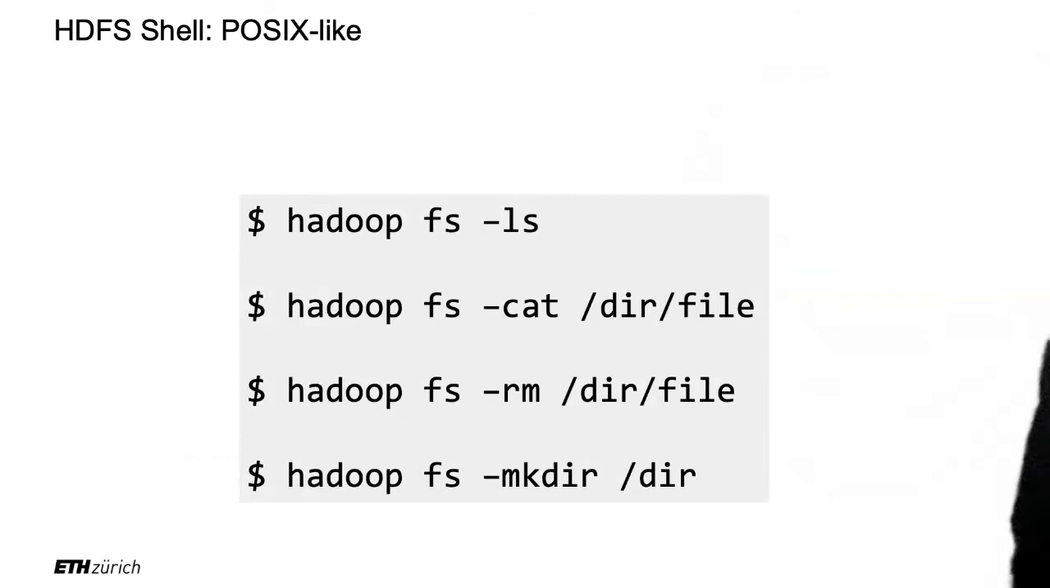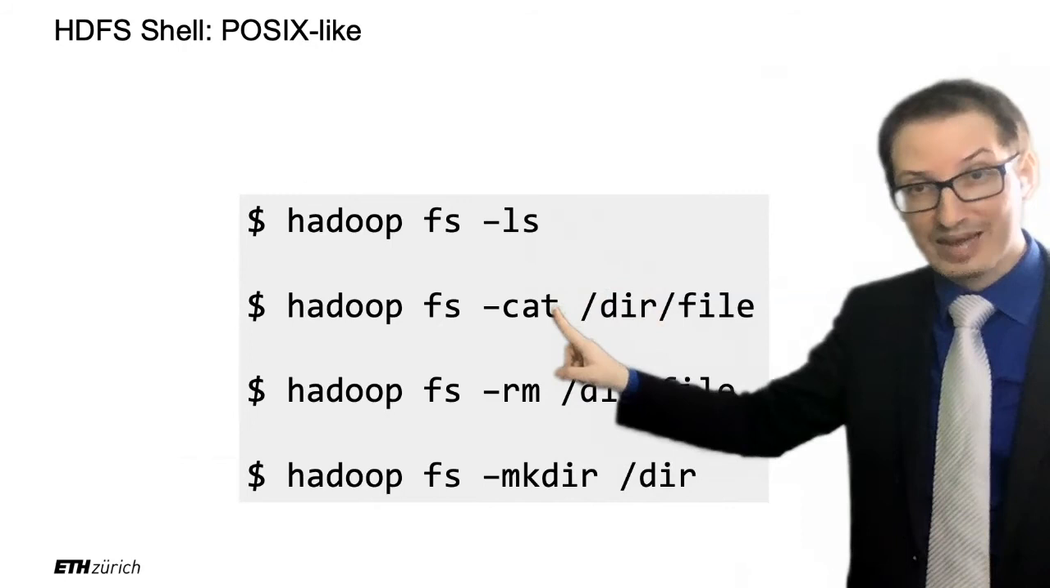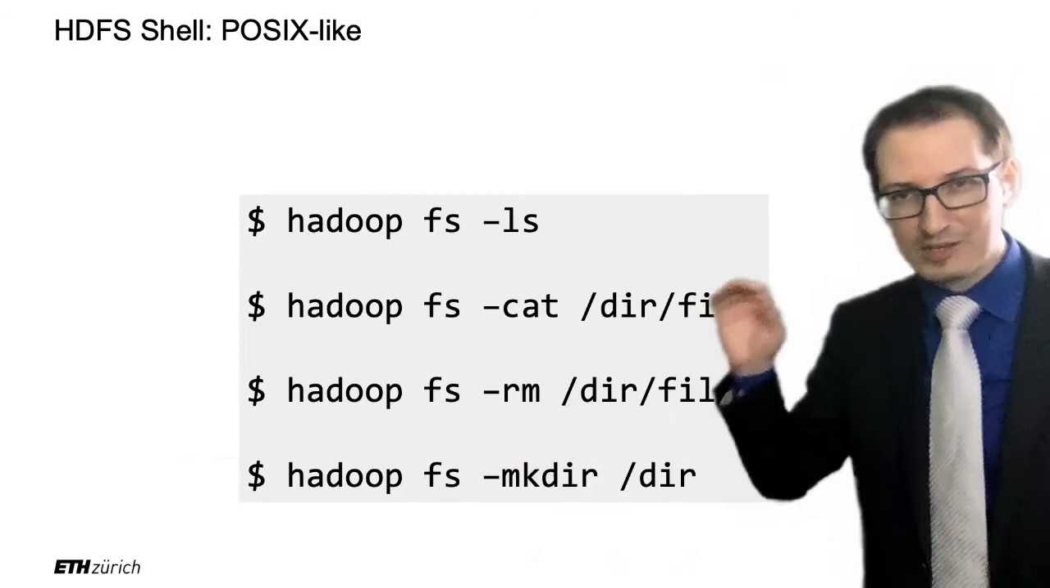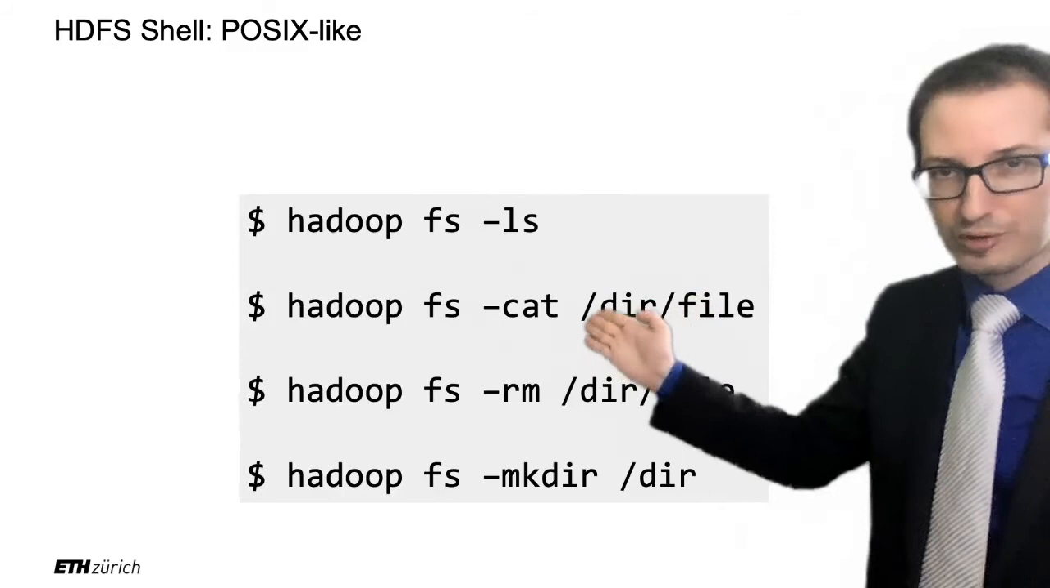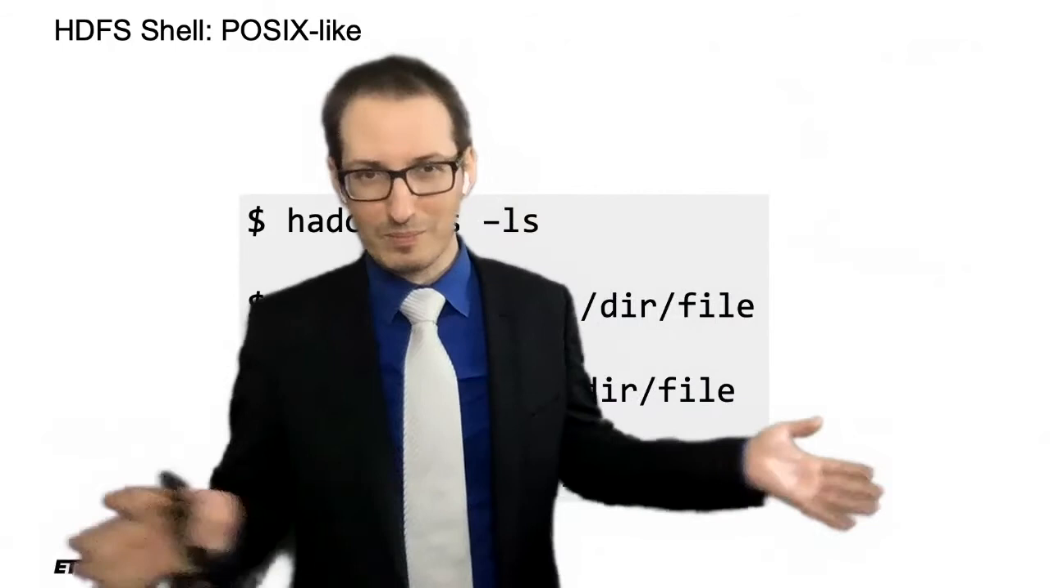And how does it look? This is going to be familiar. Recognize ls to list the files, cat to see the content of a file, rm to delete a file, mkdir, just with an additional dash. So it's very similar to the POSIX standard of what you can do to a file system. You just need to prefix it with hadoop fs, and then there you go. And slash is the root of the file cluster and so on, right? The only thing you will notice is that it's slower than your local file system. But apart from that, it really feels the same. It's the same look and feel, right?